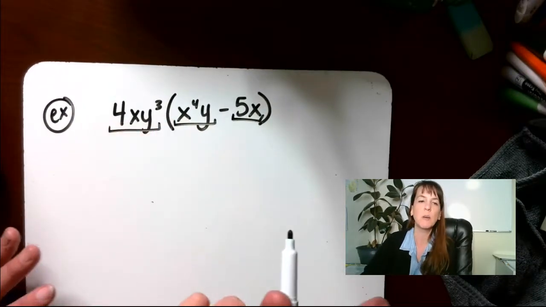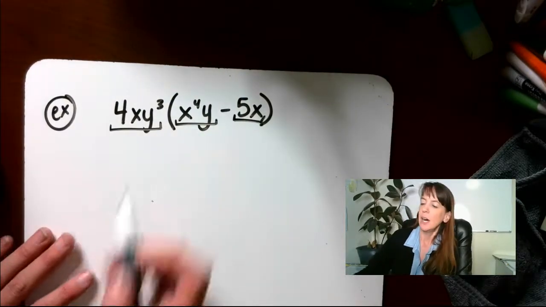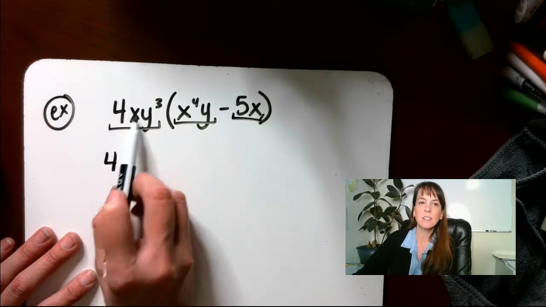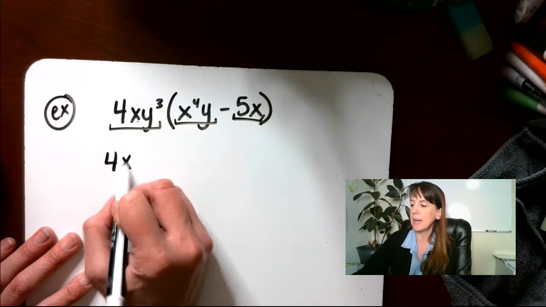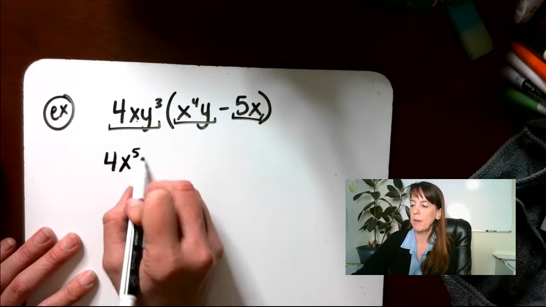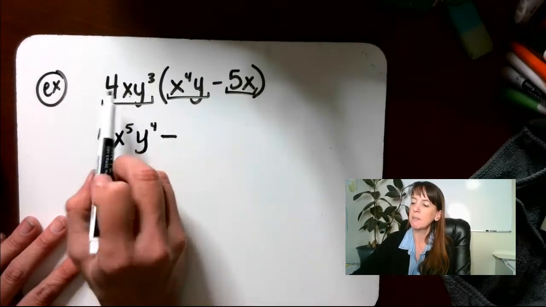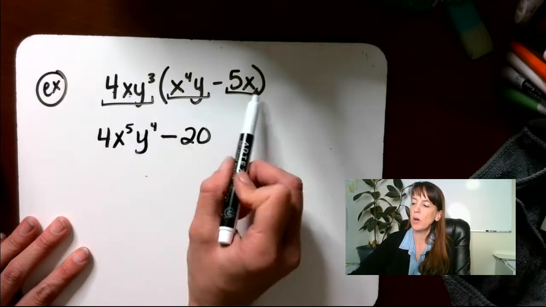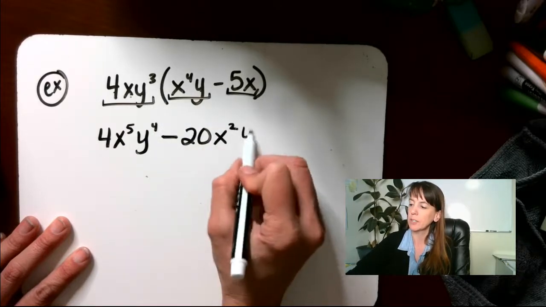4 times, there's no number, well there is, it's a 1, right, because it's a silent number. 4 times 1 would give us 4. And then x to the, remember that's to the 1 power, times x to the 4th is going to be x to the 5th. y to the 3rd times y to the 1 power will give us y to the 4th. Okay, minus 4 times 5 gives us 20.